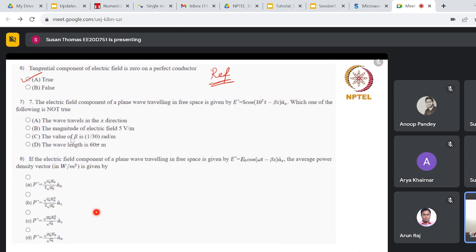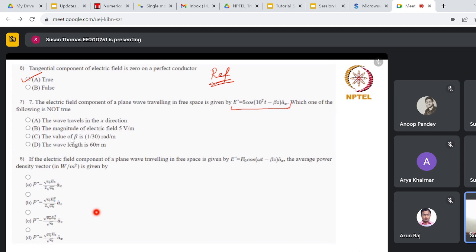So coming to the next problem, which is basically a numerical, let us try to understand that. The electric field component of a plane wave traveling in free space is given by, so you see the electric field equation is given. Which one of the following is not true? Okay, so there are a few statements in A, B, C, D, and you need to see if it is true or not true. So the very first statement, let us see that. From the equation, can you tell the wave travels in X direction or not?